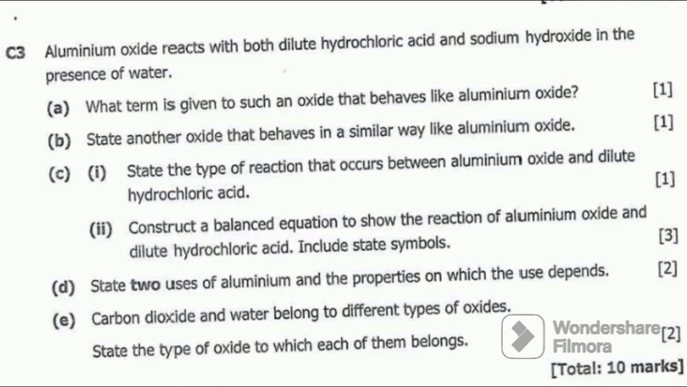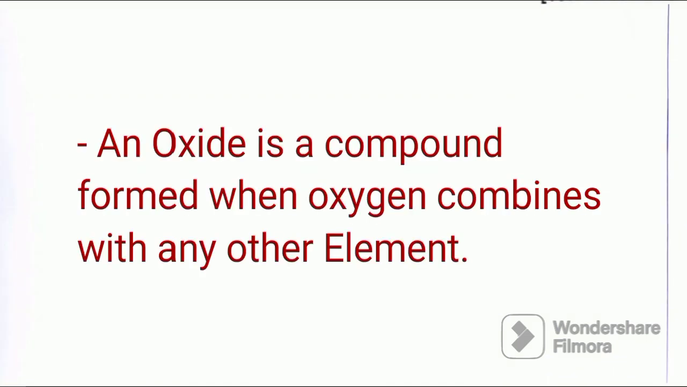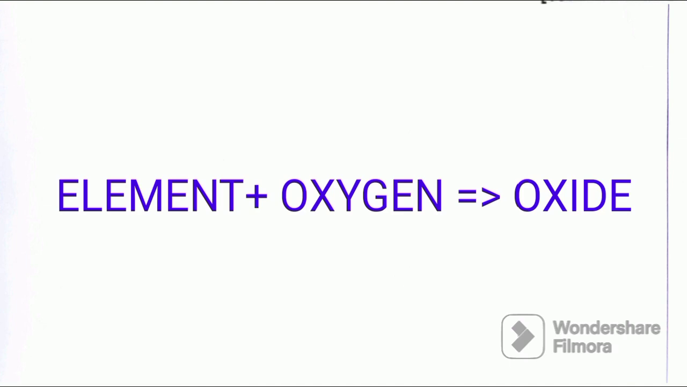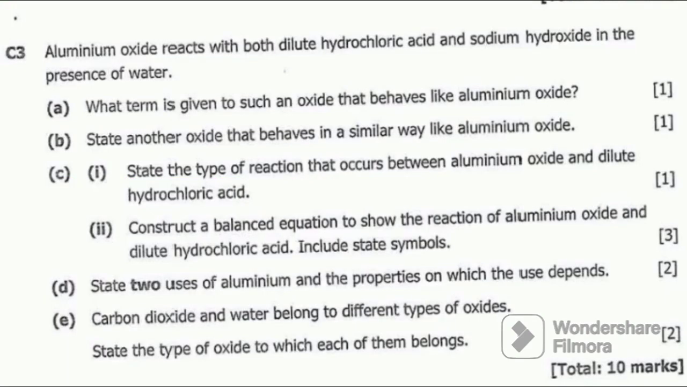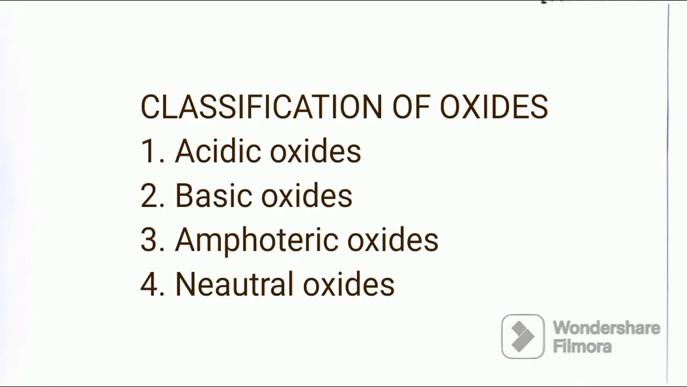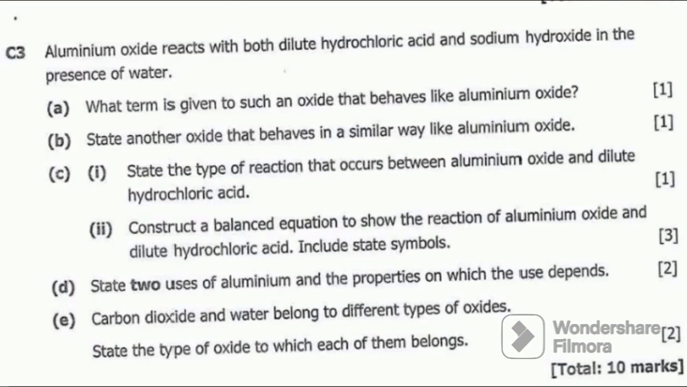An oxide is a compound formed when oxygen combines with any other element. Oxygen combining with an element, the product is an oxide. These oxides are classified in four. We have four classifications of oxides: acidic oxides, basic oxides, amphoteric oxides, and neutral oxides. So acidic oxides, what are acidic oxides?